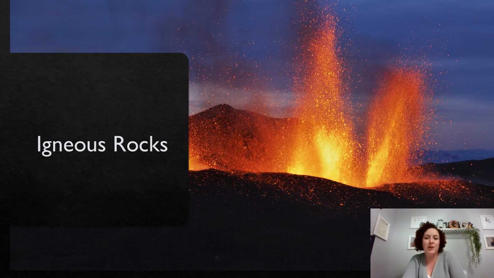Hello, eighth graders. So we are starting with our first rock we're going to focus in on, and that is our igneous rocks. This picture explains igneous rocks absolutely perfectly because you cannot have an igneous rock without having some sort of magma or lava, things like that. So let's get into it.